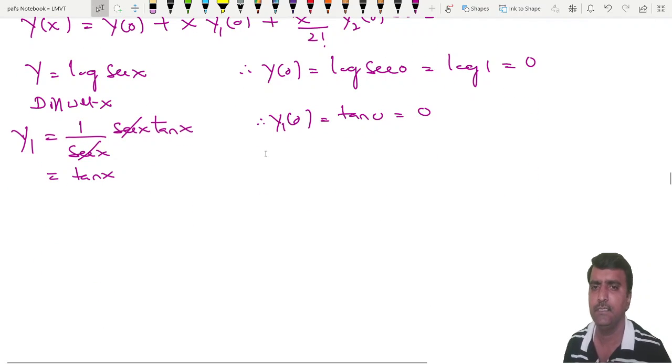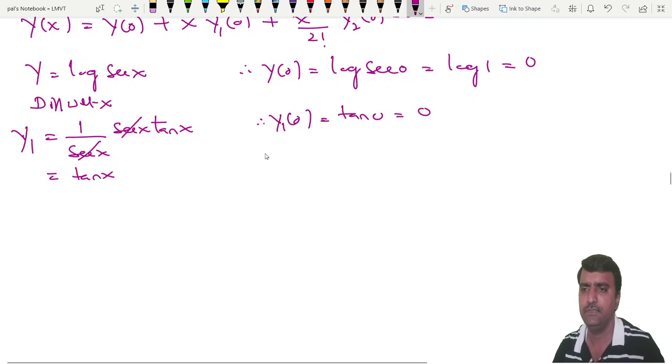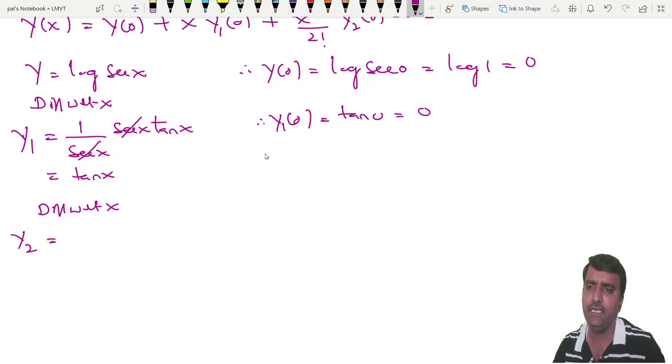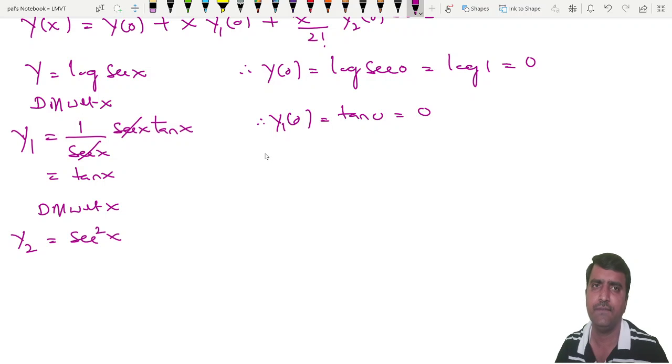Again, y2: differentiate with respect to x. To find y2, differentiate with respect to x. Differentiation of y1 is y2. The differentiation of tan x is secant square x. So therefore y2 of 0 is equal to secant square 0. Secant square 0 is 1.